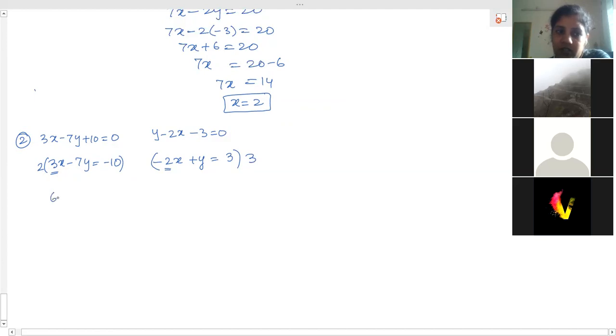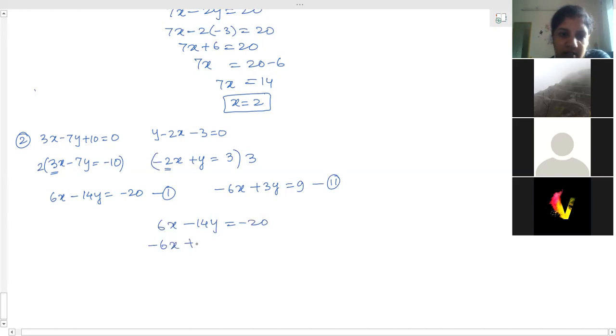So 3 2s are 6x minus 14y is equal to minus 20. This is the first equation. Now 3 into minus 2 is minus 6x plus 3y is equal to 9. This is the second equation. Now write one below the other. 6x minus 14y is equal to minus 20, and minus 6x plus 3y is equal to 9.